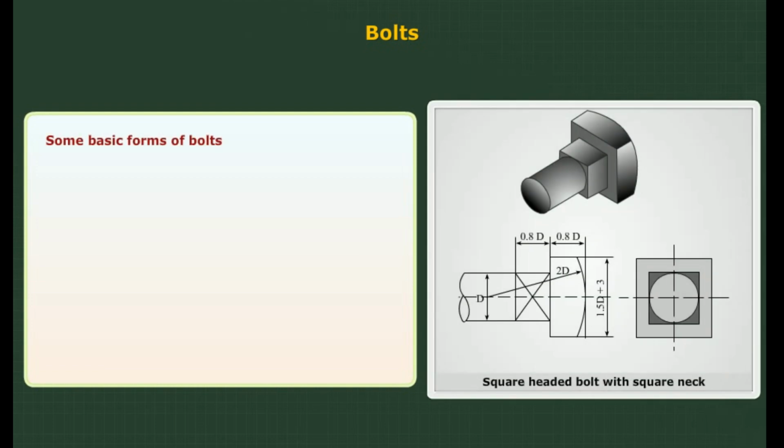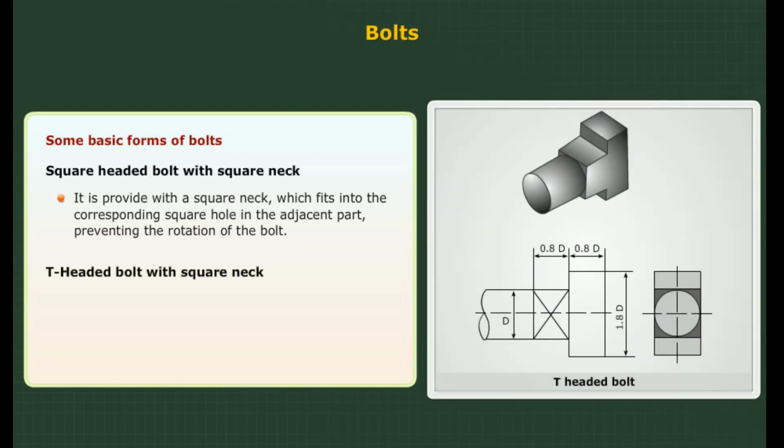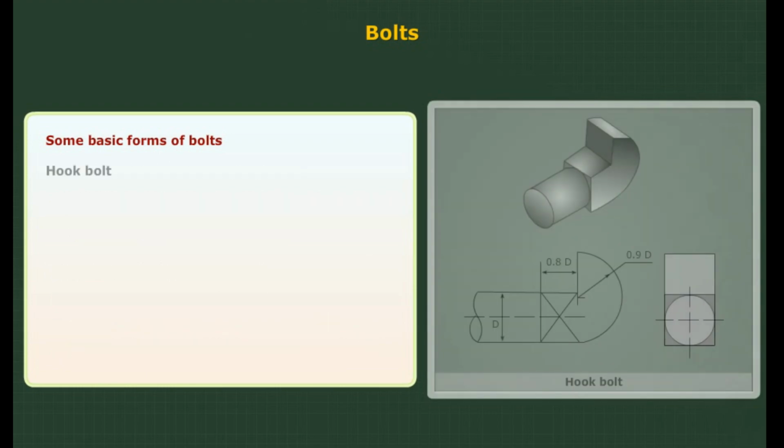Bolts. Some basic forms of bolts. Square-headed bolt with square neck. It is provided with a square neck which fits into the corresponding square hole in the adjacent part, preventing the rotation of the bolt. T-headed bolt with square neck. A square neck provided below the head prevents the rotation of the bolt. This is used for fixing vices, workpieces, etc. to the machine table having T-slots.